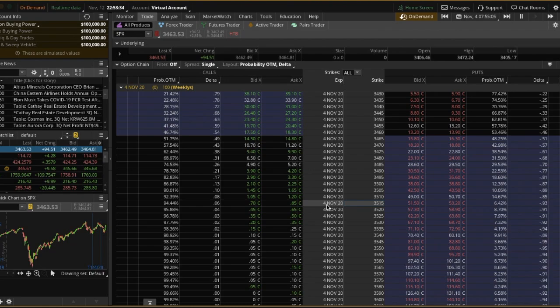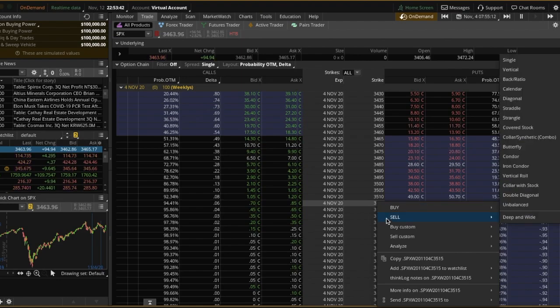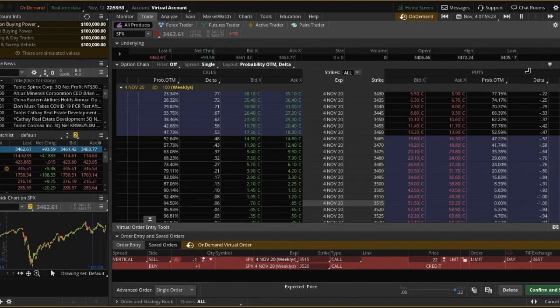First thing, I like to find the first strike and go ahead and right-click the strike price of 35.15 in this case. Now, if you slide down to sell, since we specifically want to sell this call credit spread, go ahead and click on vertical. So real quick, you chose to sell a vertical spread. This means you're creating an order which involves simultaneously buying and selling an option at different strikes expiring at the same time.